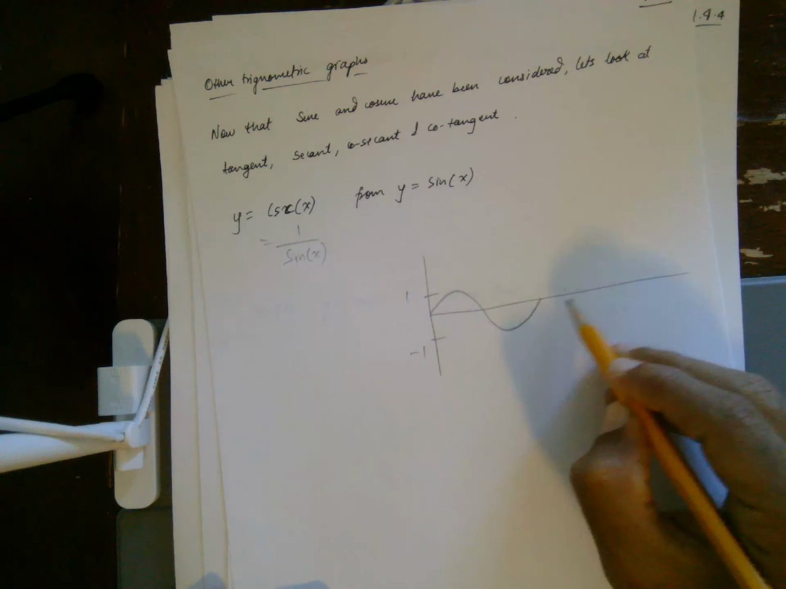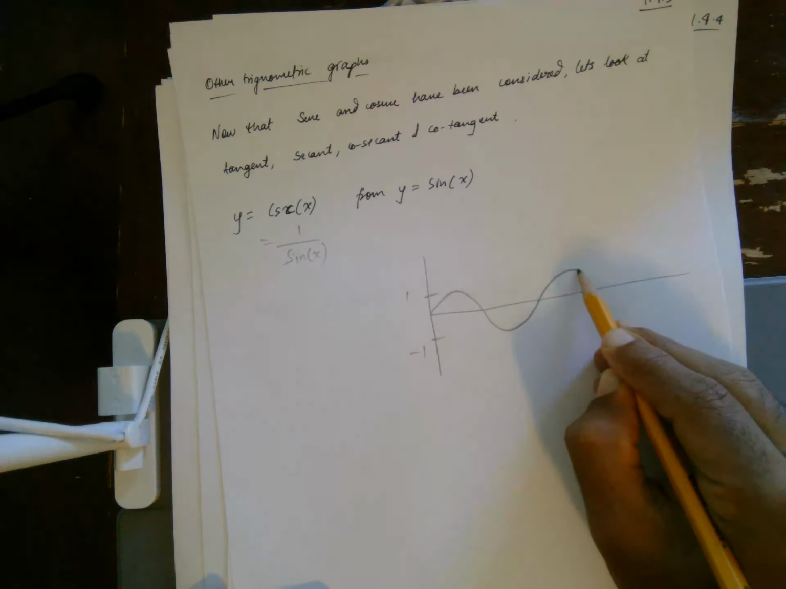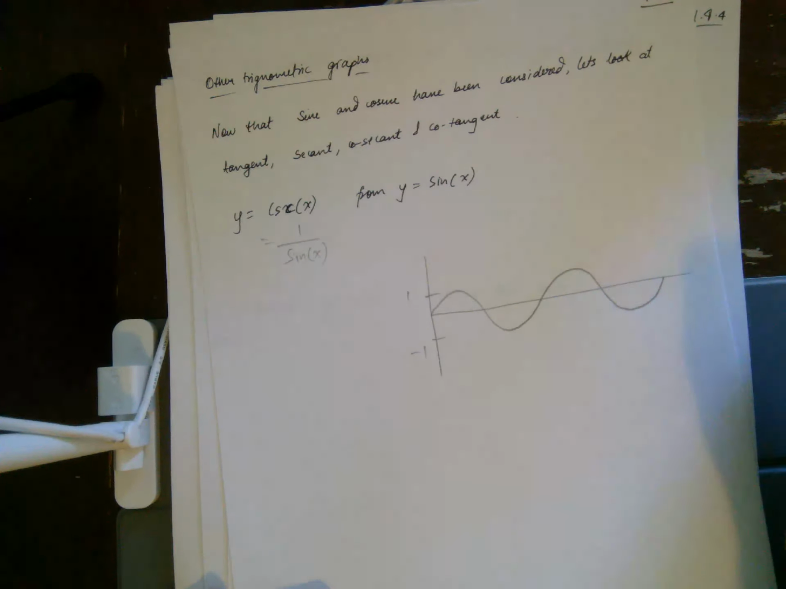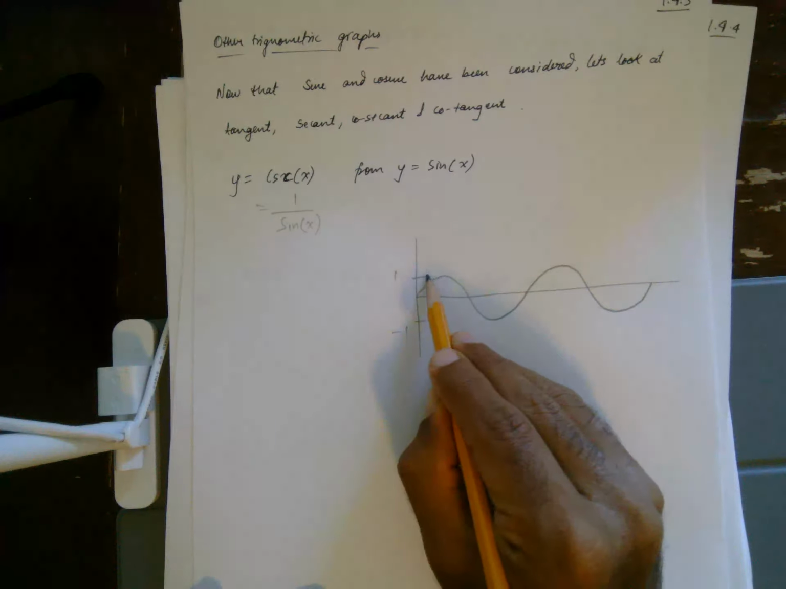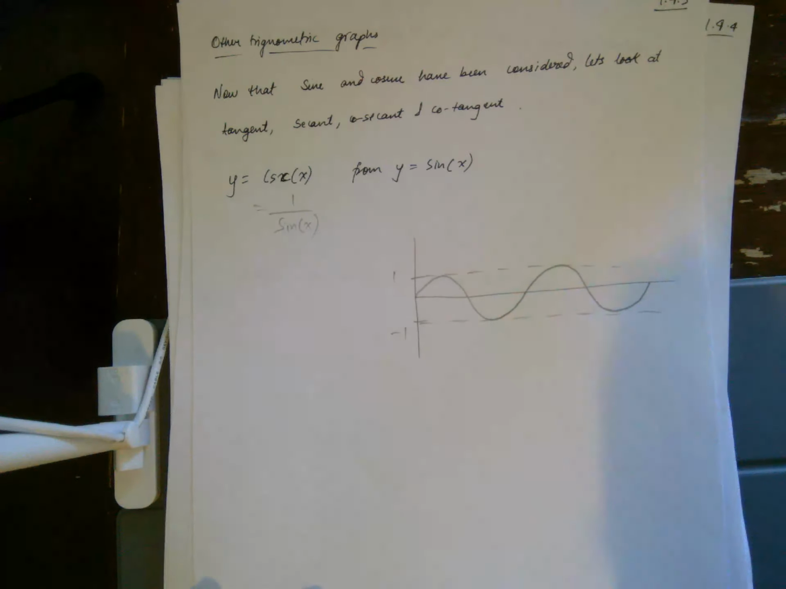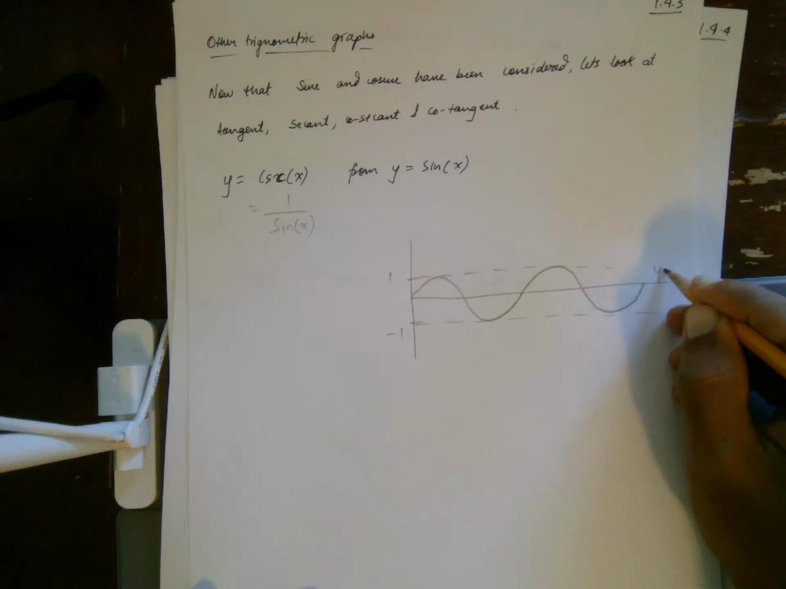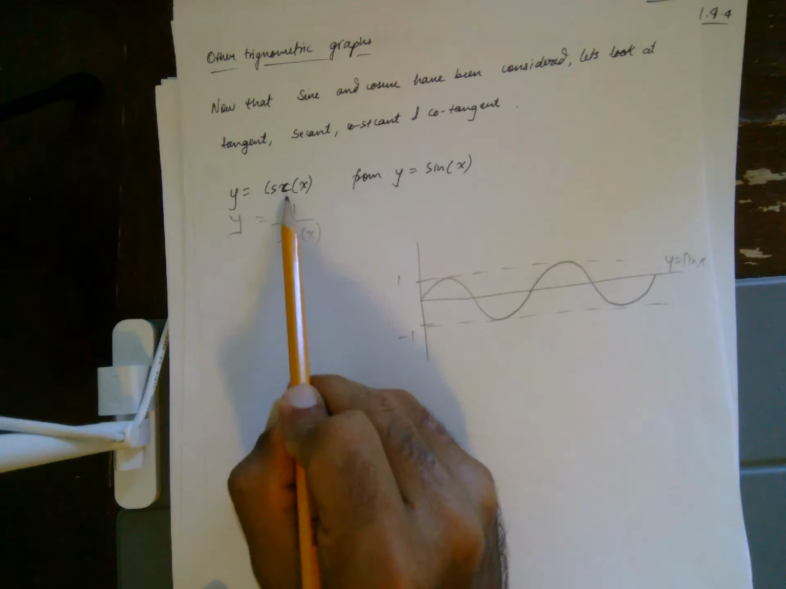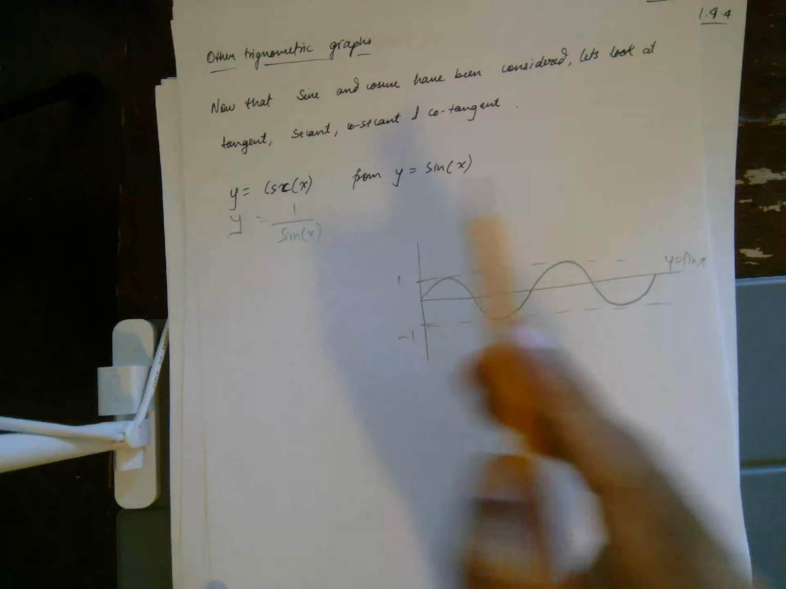That is our behavior. Let's say I extend it for one more cycle for sine x. Right? It's capped at 1 and -1. That is y equals sine x right there. Okay. Now cosecant is 1 over sine. So let's look at some key values.